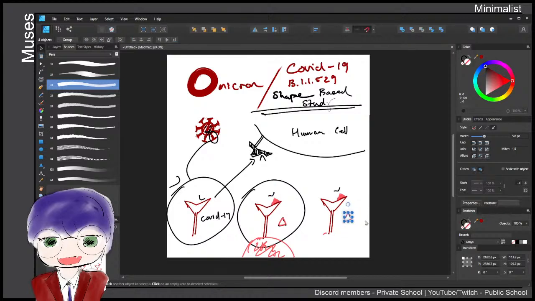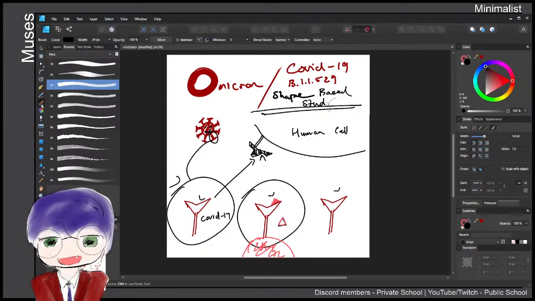Anyway, so that goes away. Let's move that away. I don't think Omicron actually has Delta's patch. So we'll do this, and then do this. Anyway, so even from the basic shape, I think it's very obvious that there we go.